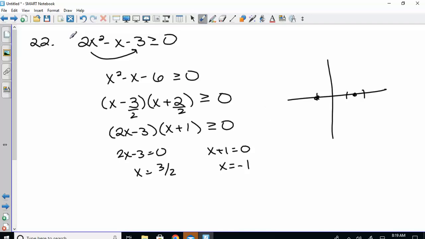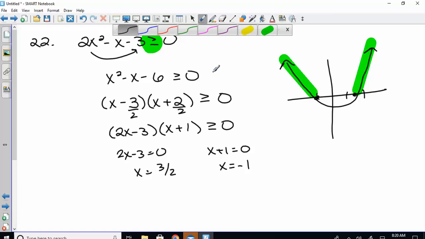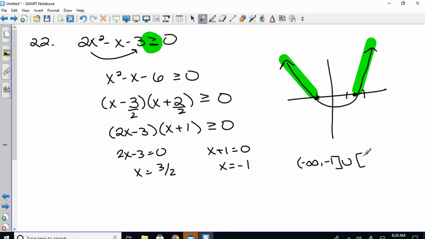When I look at this, it was a positive x squared, so that means the graph opens up. I was asking when it was greater than 0. So greater than 0 is above the x-axis. So it's these two sections. Then you have to give me the interval. So it's coming from negative infinity, stops at negative 1. This had an equal to, so we put a bracket, union. This one starts at 3/2 and goes to positive infinity.